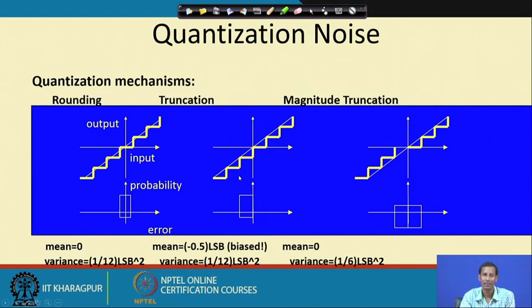What I say, why is it that? Because truncation means I am just discarding, while rounding means we are getting the nearest value. So in truncation, the result will always be just below the particular line, as in magnitude truncation, and based on that we can take the decision.